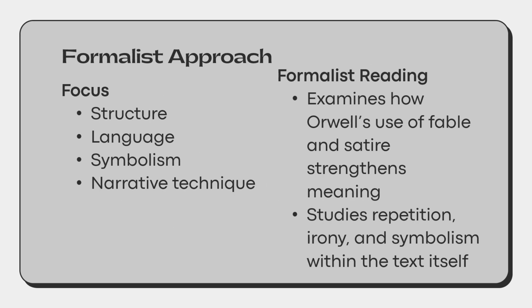Formalist approach. A formalist approach focuses on the text itself, its structure, language, symbolism, and narrative techniques. Using this approach, we examine how Orwell's use of allegory, irony, and repetition contributes to meaning. The form of the novel reinforces its message, showing how literary techniques shape interpretation.